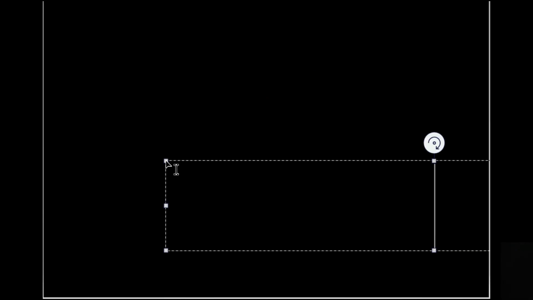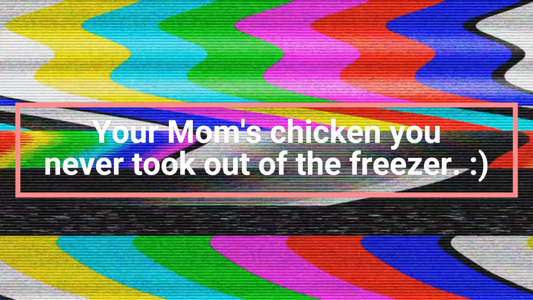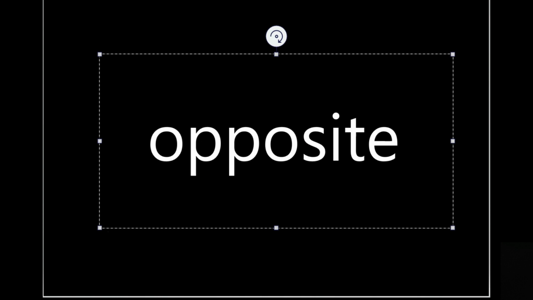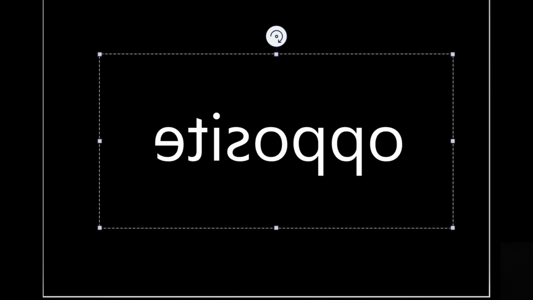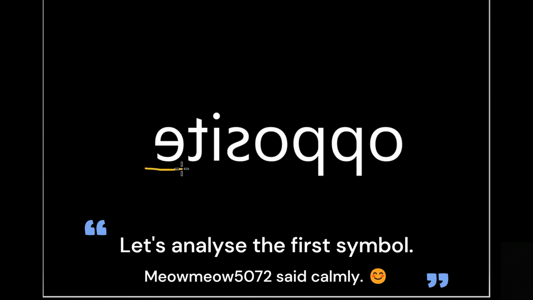The first thing we'll do is type up the word opposite. No capital letters needed, because we're collecting raw data, and not using grammar is raw, just like your mom. So, the first reasonable thing we'll do is flip the word in the opposite direction, horizontally. If you're wondering why I didn't flip the word vertically, it's because I am Asian and I get to make the math rules. Let's analyze the first symbol.